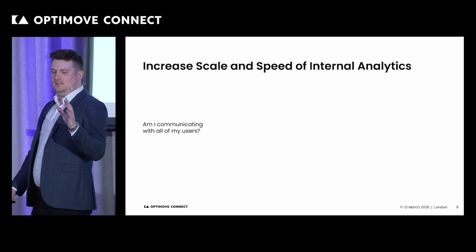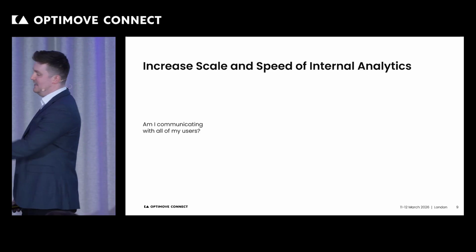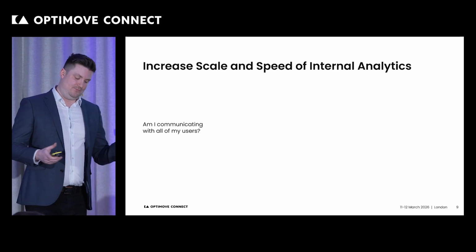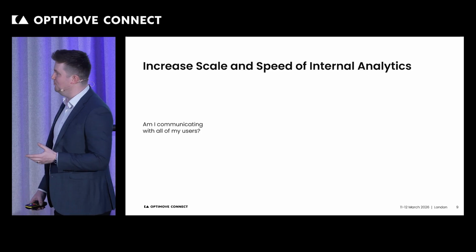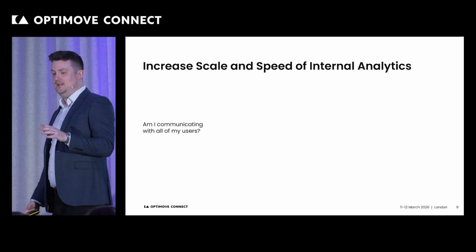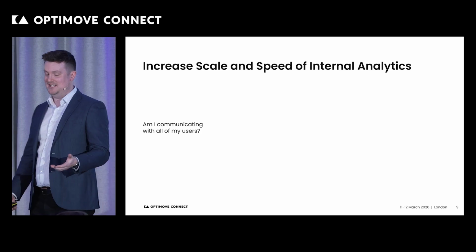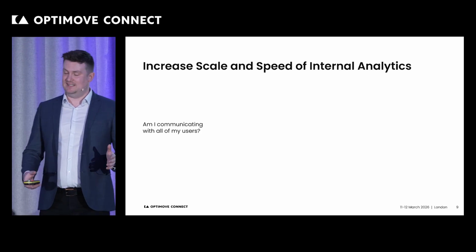First up, let's increase the scale and speed of internal analytics. Now, we'll use another worked example here, and it's going to be pretty simple. A fundamental of marketing activity is knowing who I'm speaking to and how often I'm actually speaking to them. Now, you can get this information in Optimove in a number of different places.